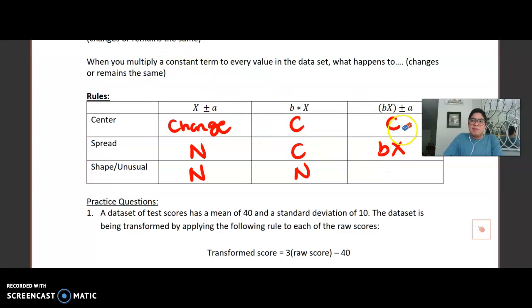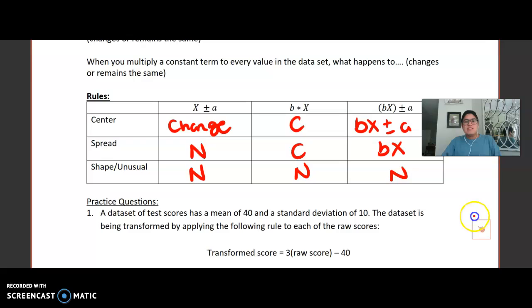So actually, I should probably write the rules in, right? That would be helpful. All right, so we'll do bx plus or minus a. That's going to transform your centers. This will still transform your spread, and the shape will not change. All right, so this table kind of helps us, but just remember, when you multiply, you change everything. But when you add, you only change the location, so only your centers change.